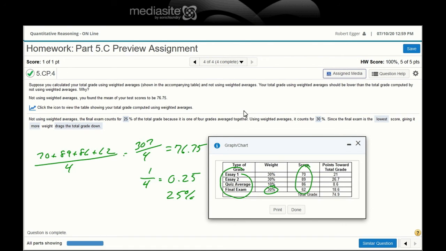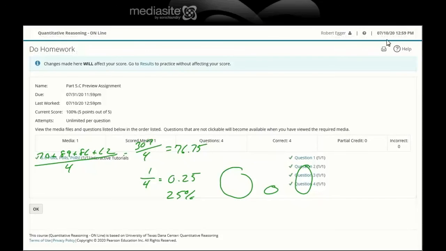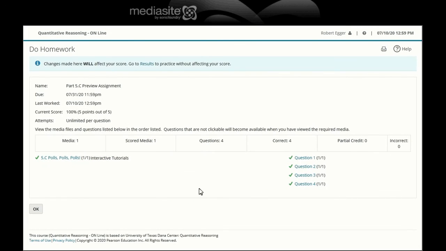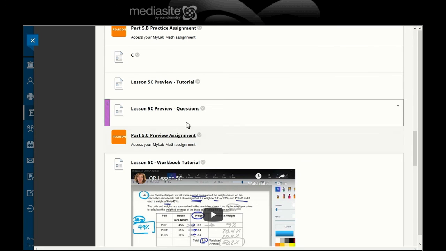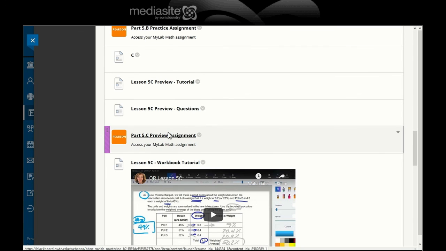So that is doing a straight unweighted average, or equally weighted average, and then a weighted average where the weights are not equal. And that is part 5C for the questions. So the 5C preview is completed.